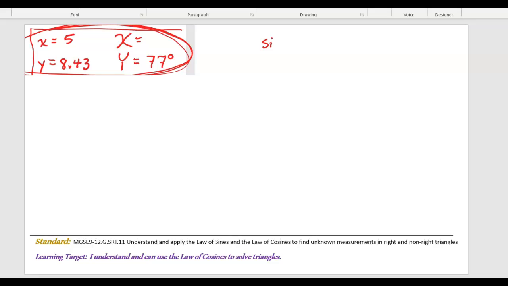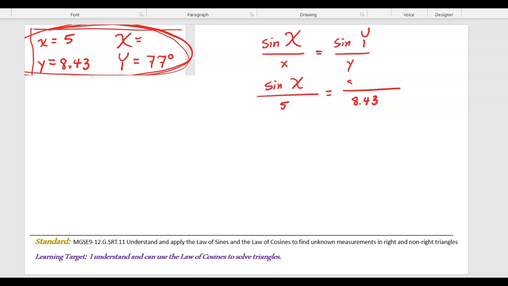So I have sine of angle x over x equals sine of y over side y. I don't know sine of x, that's what I'm trying to find, is angle x. I know that the side length x is 5. Side length y is 8.43, sine of 77 degrees. So sine of x equals, using that nice cross multiply and divide shortcut, 5 times sine of 77 degrees divided by 8.43. Hopefully you're utilizing that shortcut.